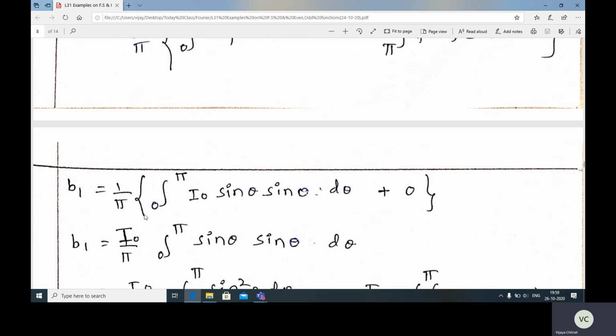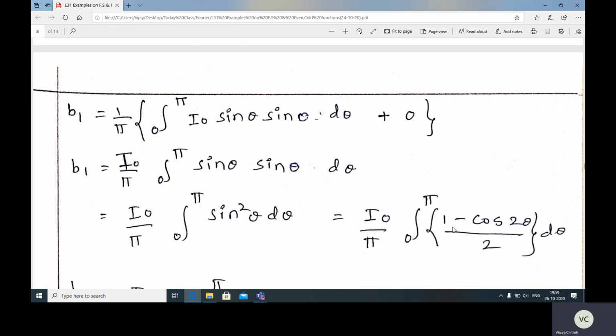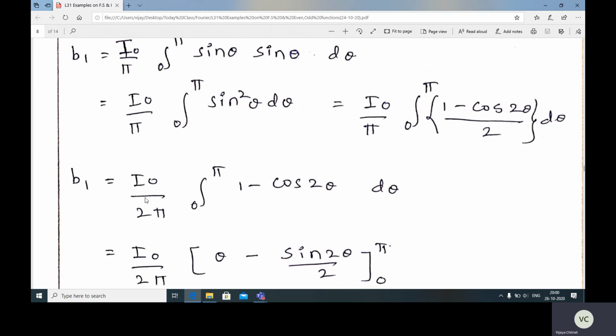V1 is equal to 1 by pi integration from 0 to pi I naught sine theta d theta plus 0. So V1 is equal to, taking I naught outside, I naught divided by pi integration from 0 to pi sine theta, that is sine square theta. Again sine square theta will be 1 minus cos 2 theta divided by 2. So V1 is equal to I naught divided by 2 pi integration from 0 to pi of 1 minus cos 2 theta d theta.